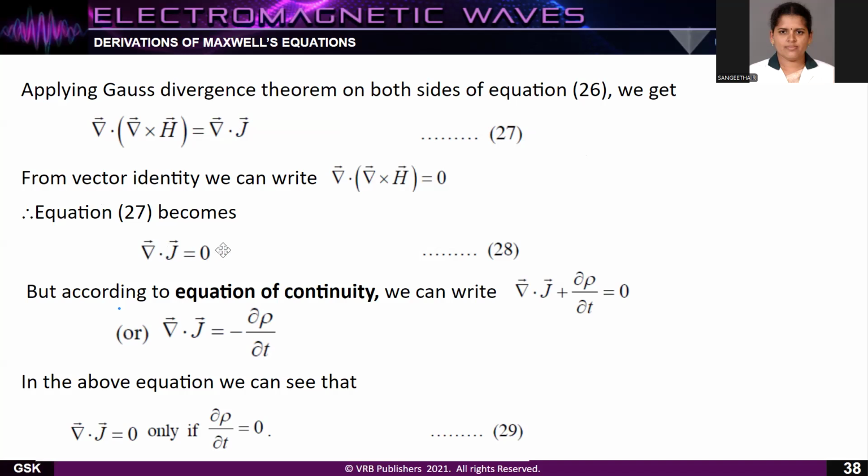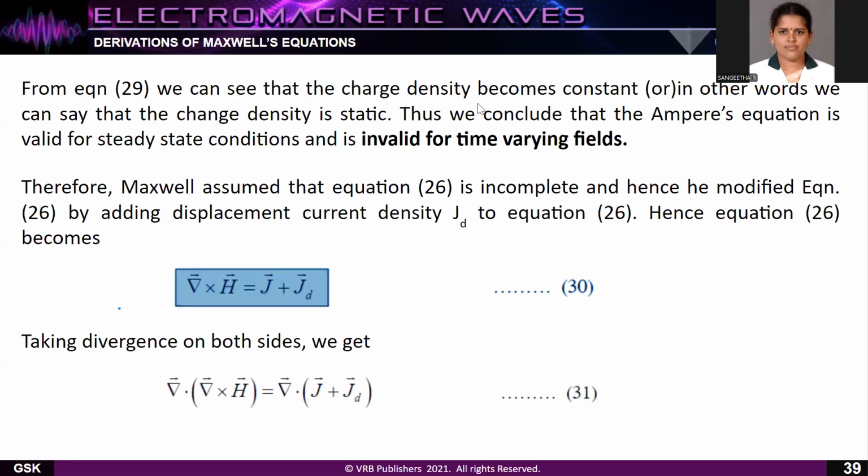But according to the equation of continuity, what is it? In the equation of continuity, we know that del dot J vector is equal to minus dou rho by dou t. When we substitute del dot J as 0, what happens? It will become dou rho by dou t is equal to 0. So if dou rho by dou t is equal to 0, it means that the differentiation of charge density is equal to 0. Now, we can say that charge density becomes a constant, or in other words, charge density is static.